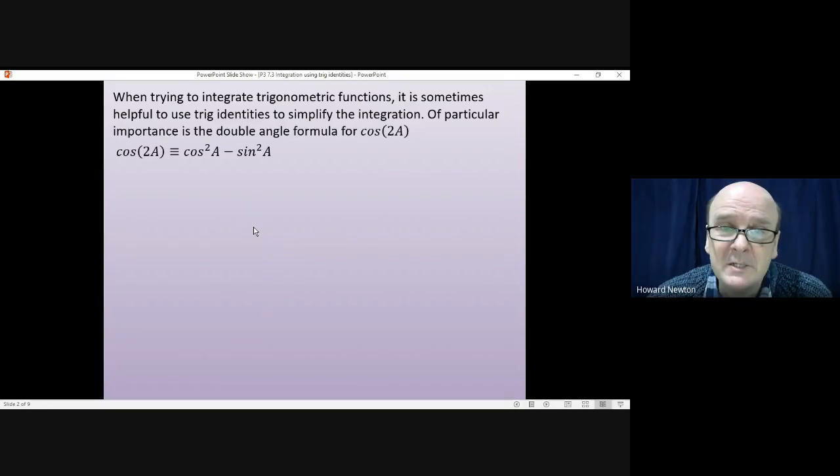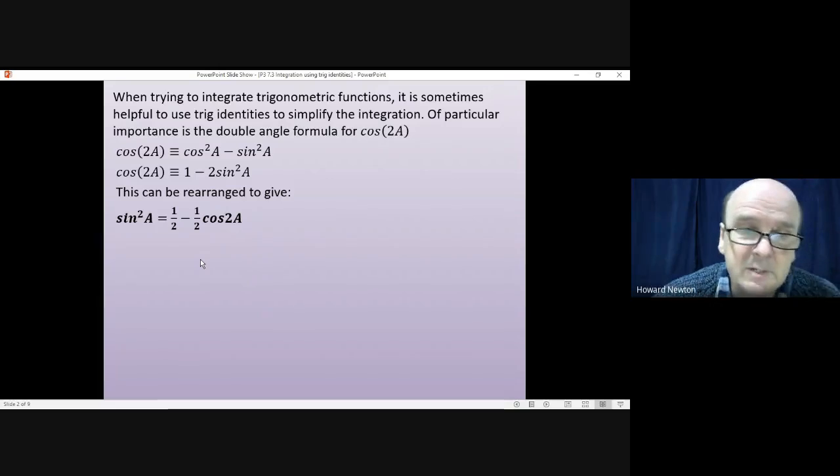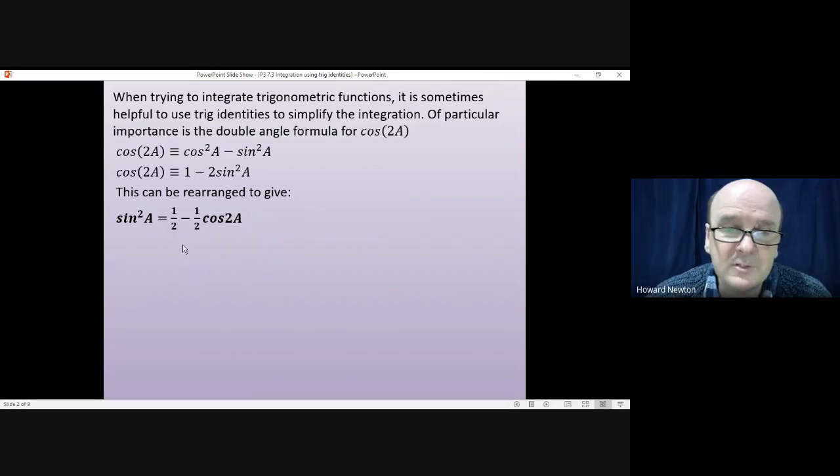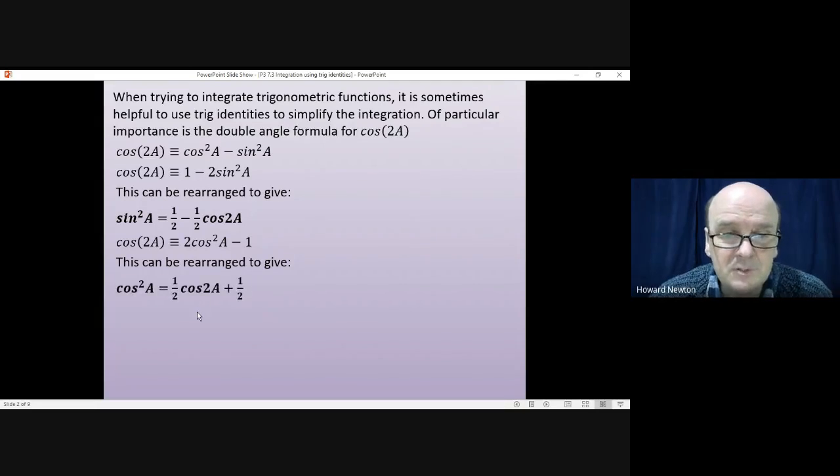Cos 2a is equal to cos squared a minus sine squared a, which can be rewritten in two different ways. In terms of sine squared, you can write it as cos 2a equals 1 minus 2 sine squared a, which can be rearranged to give sine squared in terms of cos 2a. So sine squared a is equal to a half minus a half cos 2a. Similarly, cos 2a can be written as 2 cos squared a minus 1, and this also can be rearranged, this time to give cos squared a in terms of cos 2a.